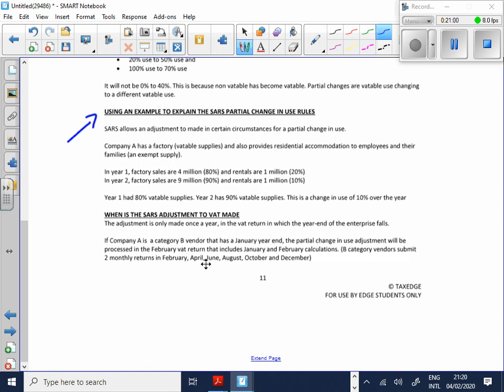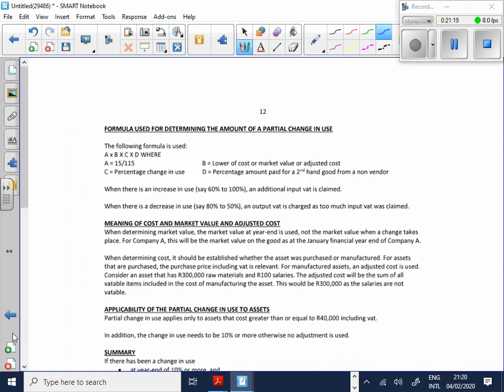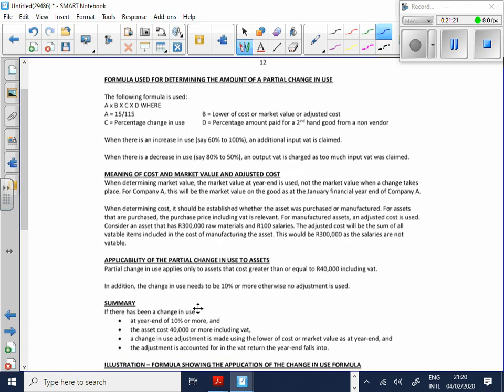So it's not only residential accommodation. Residential accommodation is very common. If they put dividends received, what is a dividend received? It's a financial service that's exempt, by the way. So you'll add the dividend and the rentals together, that will be exempt, and everything else will be vatable. So remember, dividends can actually go in there as well. And there's the formula.